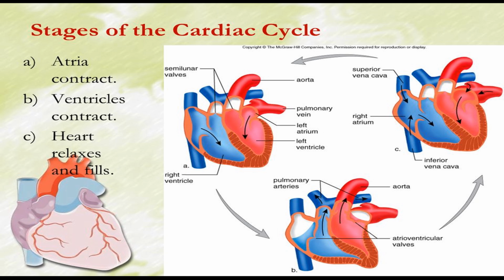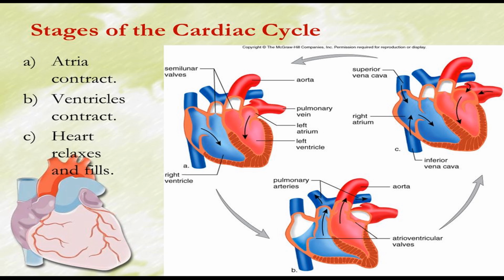Now various stages of cardiac cycle. First the atria contract, then the ventricles contract, and the heart relaxes and fills. Okay. Now over here you can see the first one, the A part, is the contraction of your atrium. Now what happens? The atria or auricles contract first, forcing the blood into the ventricle. Okay, the blood enters the ventricle. Then a fraction of a second later, the ventricles contract to push the blood into the pulmonary arteries and the aorta. Then the auricles relax and blood flows into them from the pulmonary vein and vena cava.